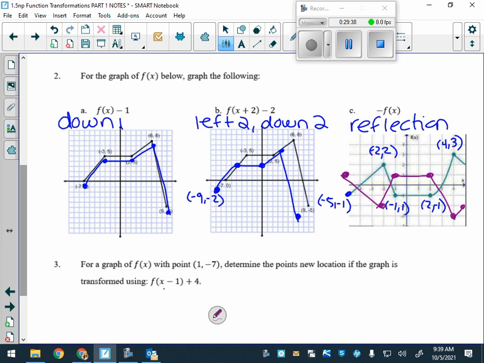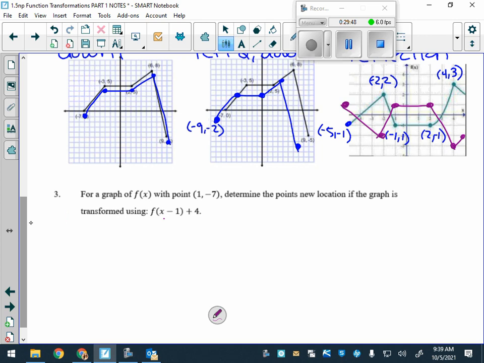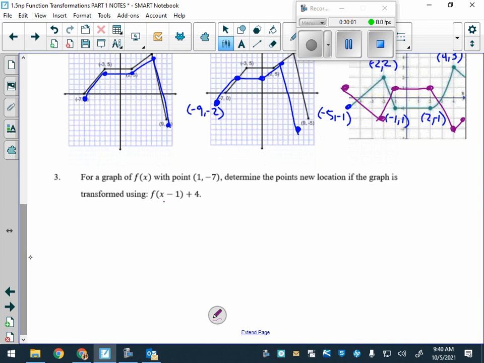So I want you to keep in mind a few things that happened, why we did this. Because you're eventually going to be given a point or points to transform them by thinking of what operations, including add, subtract, or multiply, to either x or y. So, for a graph of f of x, the point when negative 7 is given, I want to determine the new location of this point if it's transformed by this. So what transformation is happening?